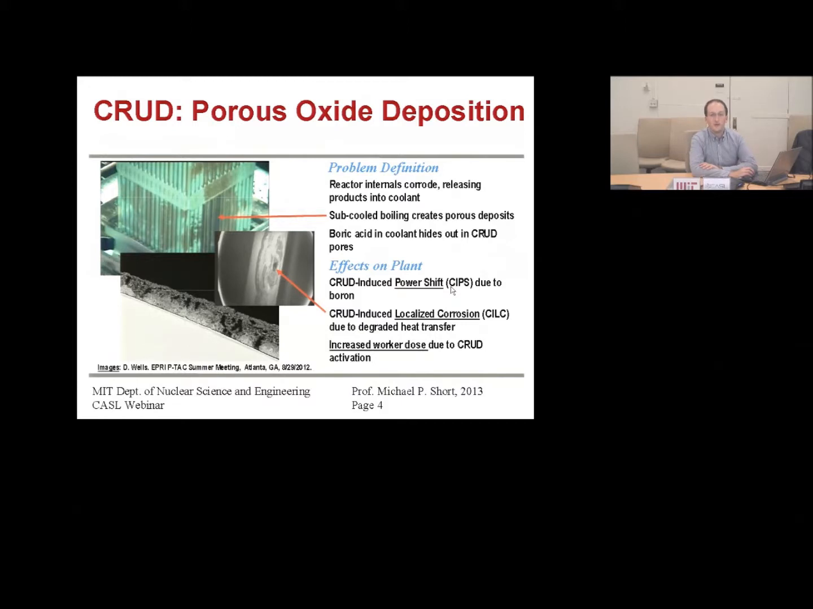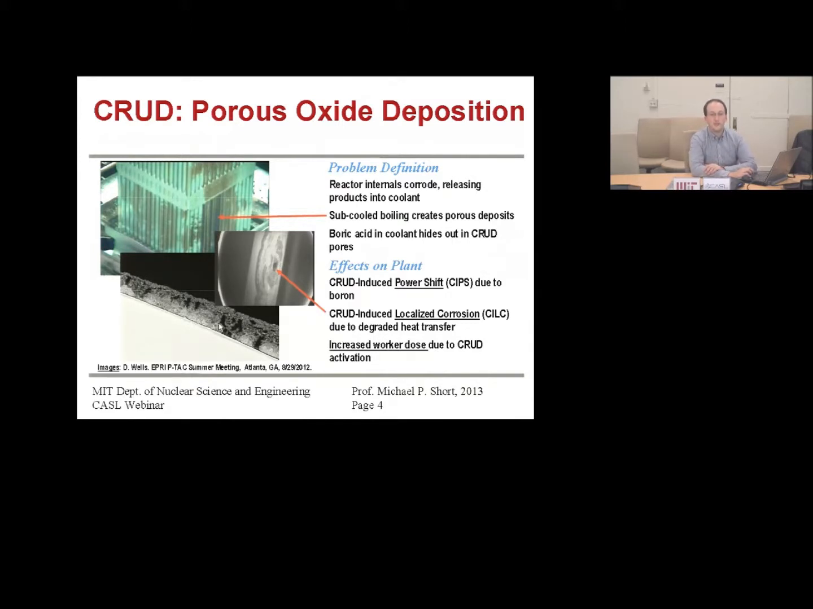This is when CRUD tends to form on the upper parts of the nuclear reactor, and so wherever there is CRUD, there's a lot of boric acid hiding out in the pores from that mechanism I just mentioned. And wherever there's lots of boric acid, the neutrons tend to get absorbed and the power spectrum shifts away from that region. And you can actually decrease the relative amount of power at the top of the core.